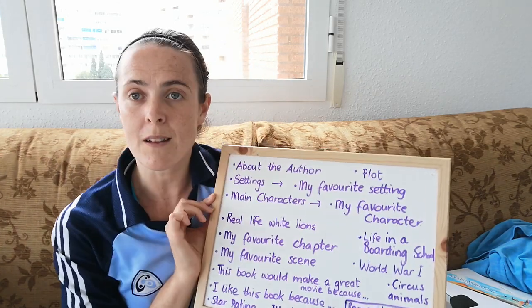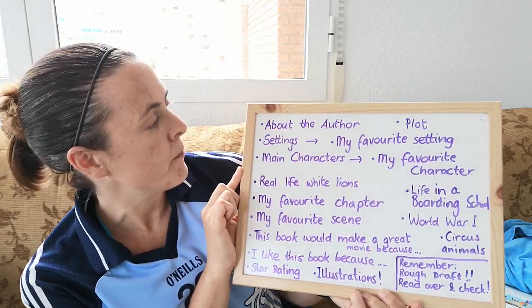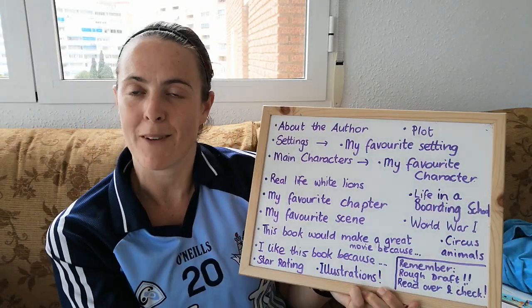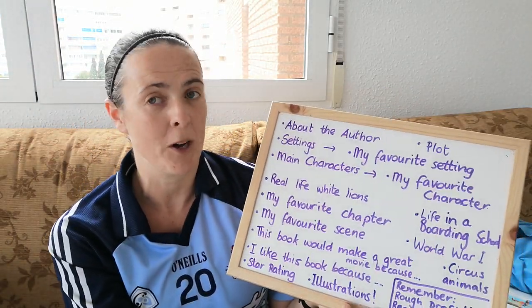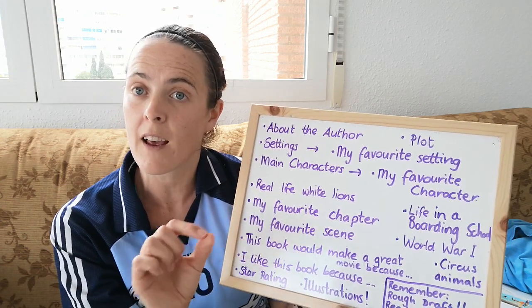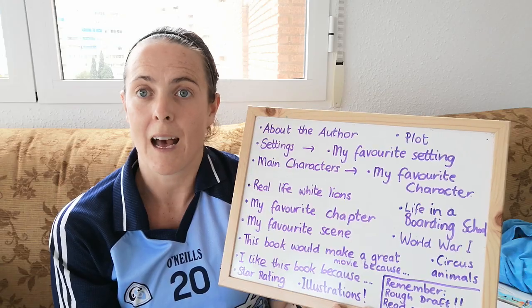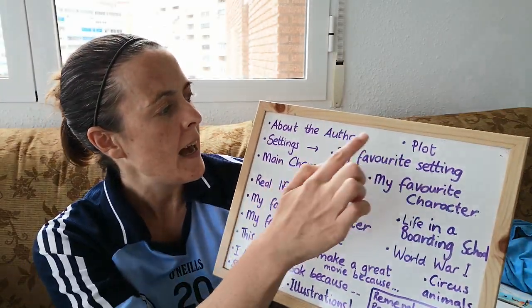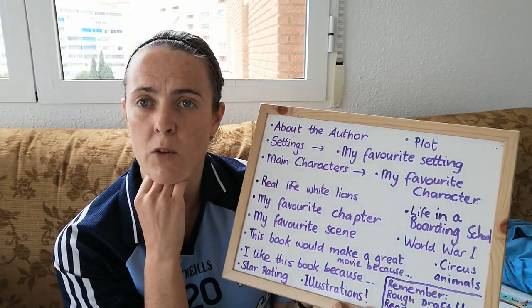Now, the different sections that I included were about the author. We have a comprehension sheet on Michael Morpurgo. Please don't just copy it word for word. Read over it and write a few sentences about the author, okay? The plot of the story.